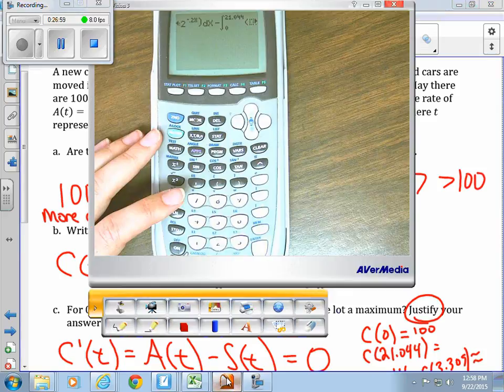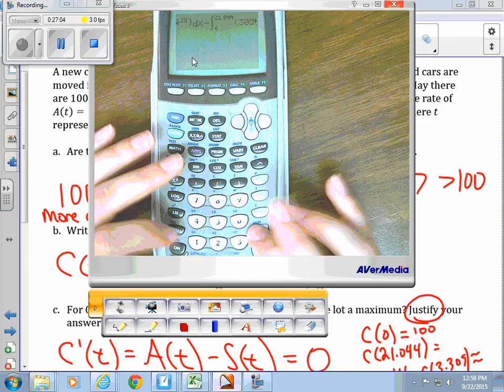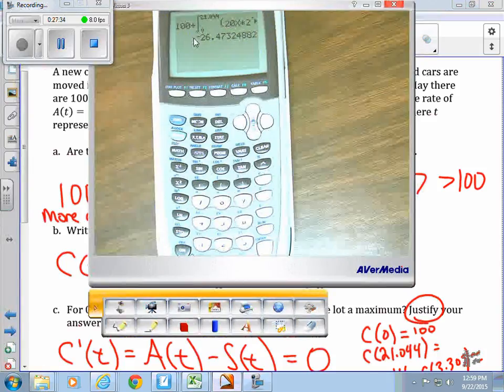So let me pull this back up. Minus the integral from 0 to 21.044 of s of t, which is 30 plus 15 cosine of 0.2 t, or x is what I'm going to use, dx. And I'm going to push enter. And I got negative 26.47 at 21.044.